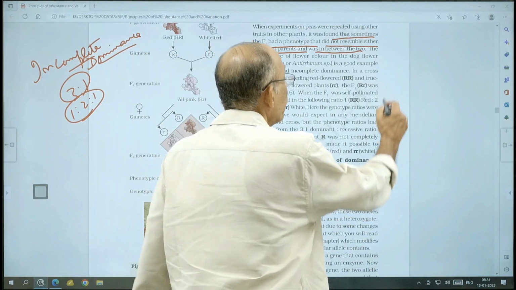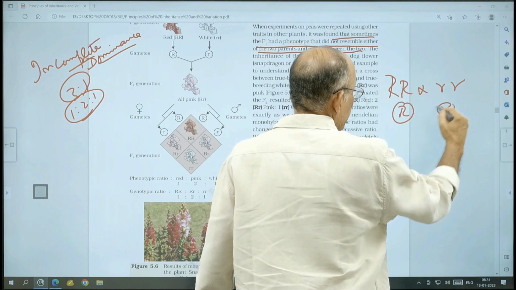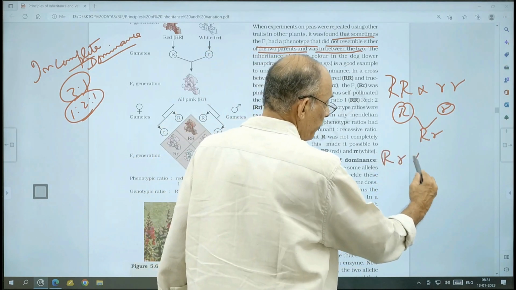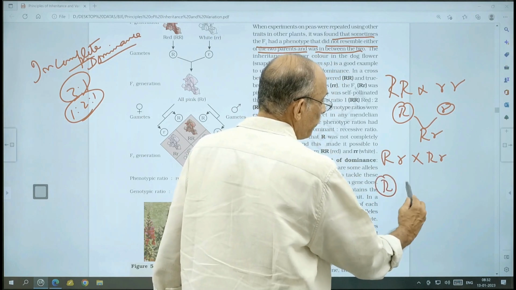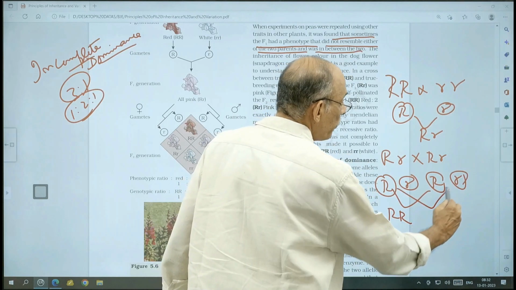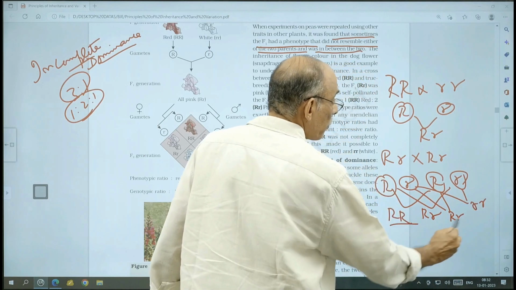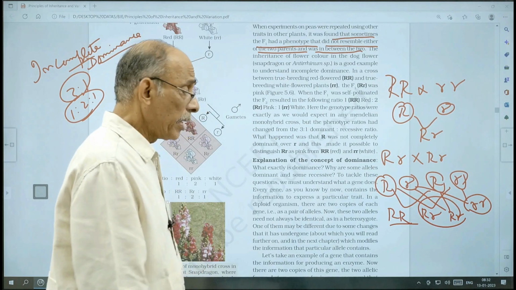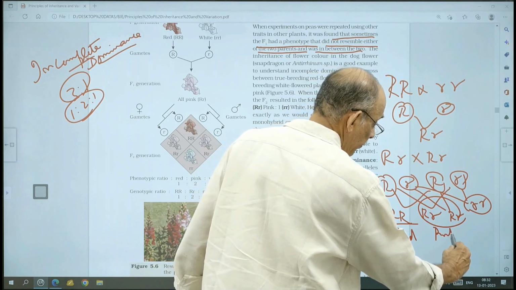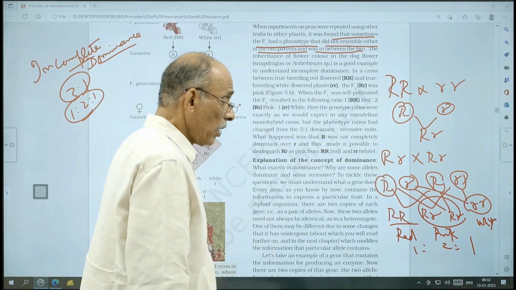For example, when a red flowered snapdragon plant is crossed with a white flowered snapdragon plant, the F1 was pink in color. And when the F1 was selfed, in the F2, Mendel obtained a 1:2:1 ratio. This is red, this is pink, and this is white flower. Red, pink, and white in the ratio 1:2:1.